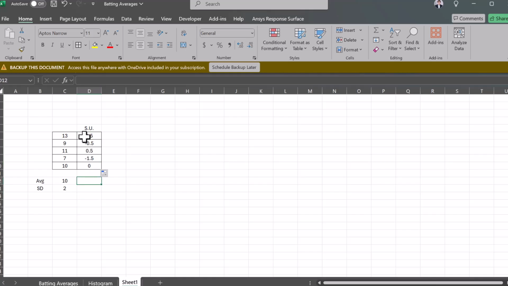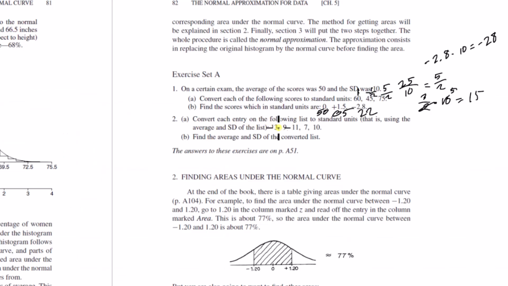This is 1.5 standard deviations above. This is a half a standard deviation below, right? Why is that? This is 9. This is 1 unit below, but a standard deviation is 2 units. That's a half of a standard deviation below. Okay, so we've converted this list to standard units. Now it wants us to find the average and standard deviation of the converted list.